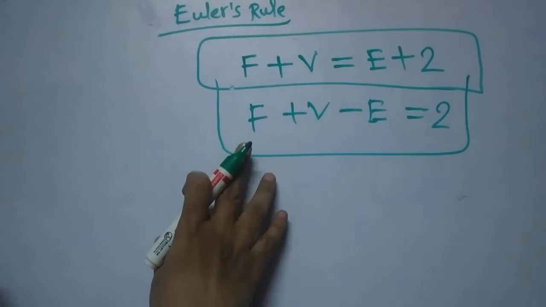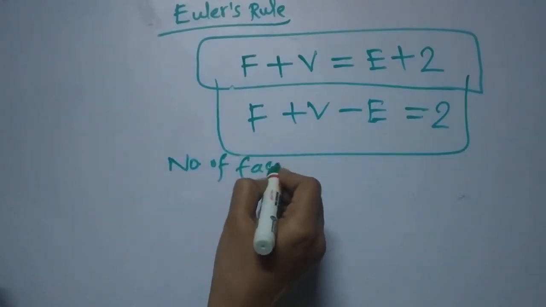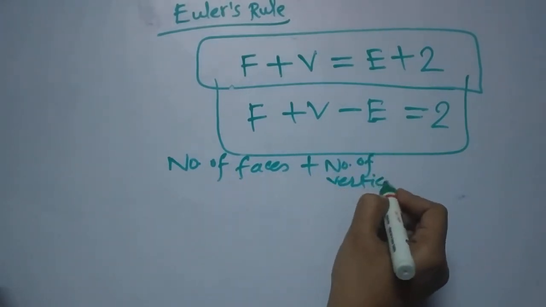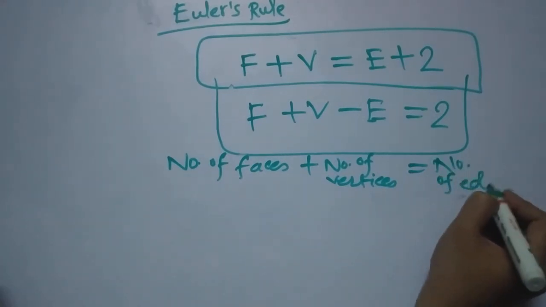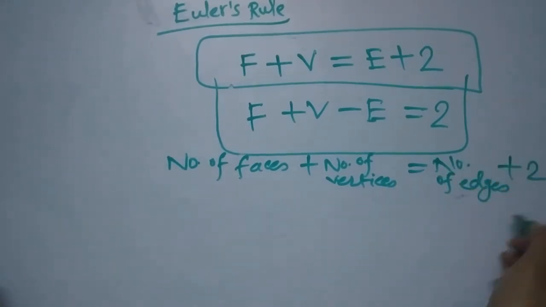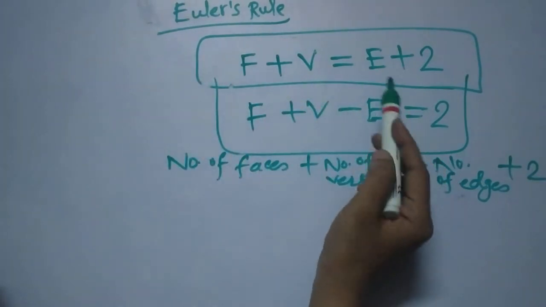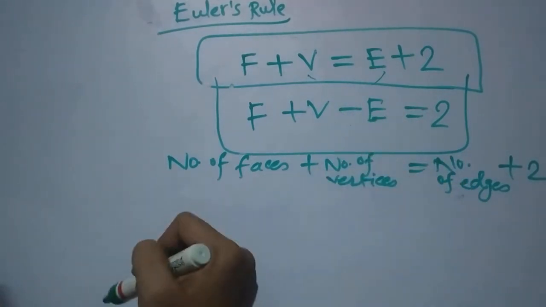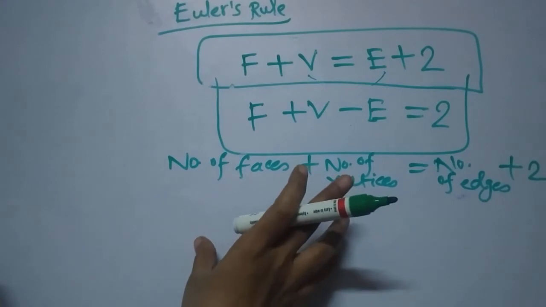So it is a generalization that the number of faces plus the number of vertices is equal to the number of edges plus 2. So these two are equal only. If I send the plus E to the left hand side, I get a minus E. So this relationship is true for solids. If we want, we can get its.